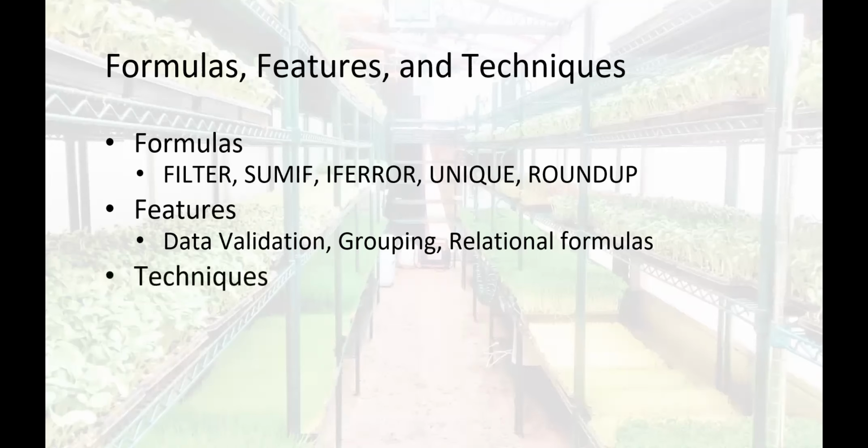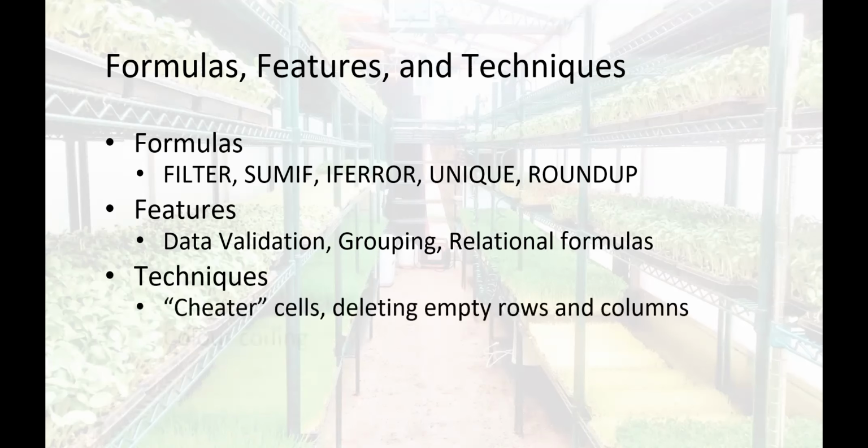And then some of the techniques I use. So one is called cheater cells, I call them, deleting cells and rows that we're not using. Color coding, I do a lot of color coding, and then just basic math. So this is the sort of stuff that we're using to keep us on track here.